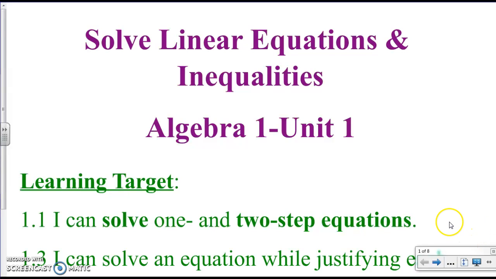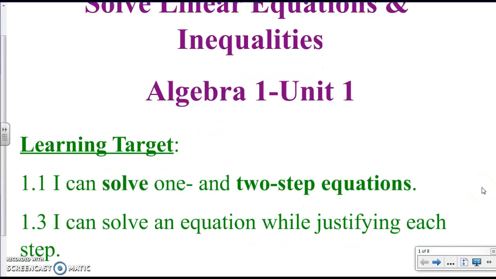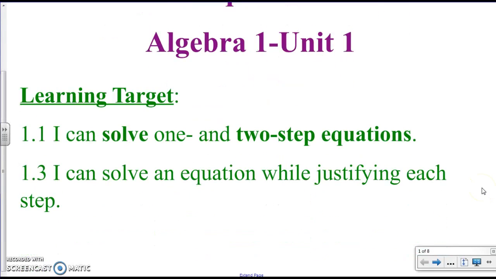In the last video, we talked about how to solve one-step equations, and that's part of Learning Target 1.1. Today, we're going to finish that up and talk about a couple of two-step equations, and then we're also going to talk about 1.3 and how to justify each step.